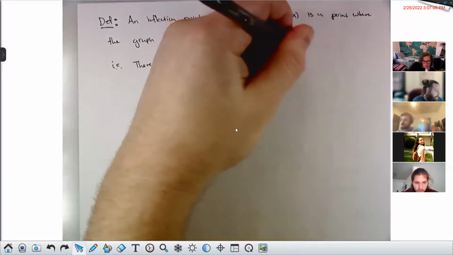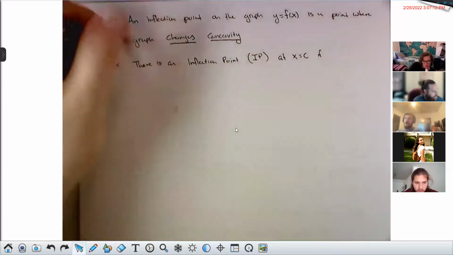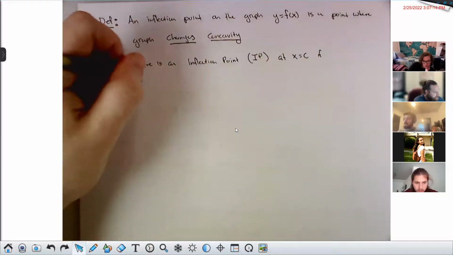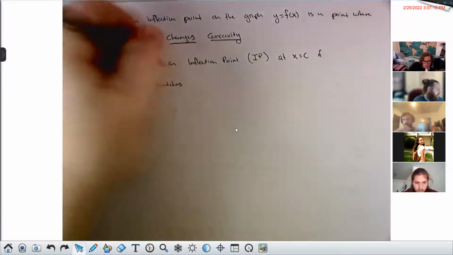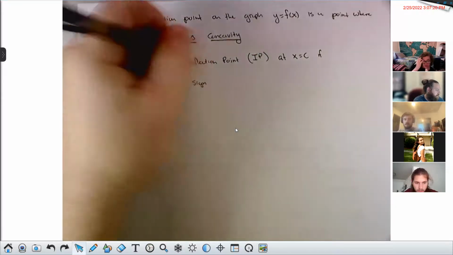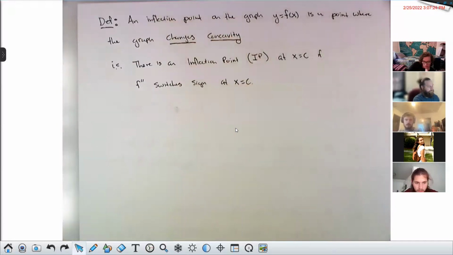at x equals c if f double prime switches sign at x equals c. Goes from positive to negative or negative to positive.